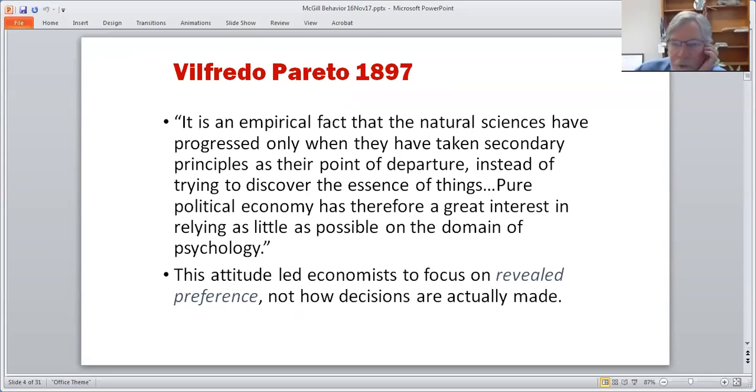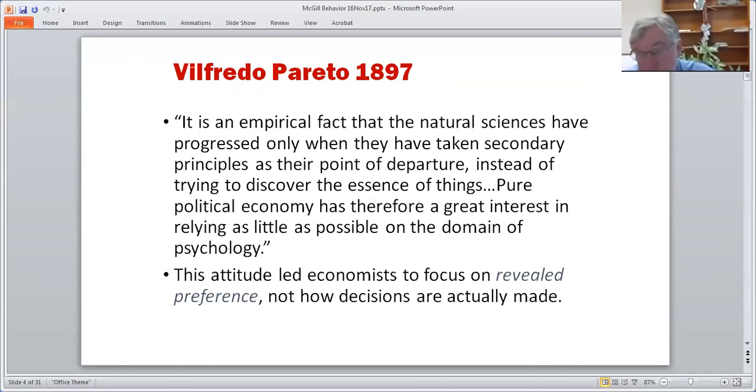Yeah, so one of the founders of this is Vilfredo Pareto, going back to the 1800s. It's an empirical fact that the natural sciences have progressed only when they have taken secondary principles as the point of departure. By this, I mean you really don't look at motives. You don't try to look at the underlying psychology. You look at what people do, what they buy, the market basket of goods they purchase. This leads to something called revealed preference, developed by Paul Samuelson. You look at what consumers do, and not at how they make these decisions.